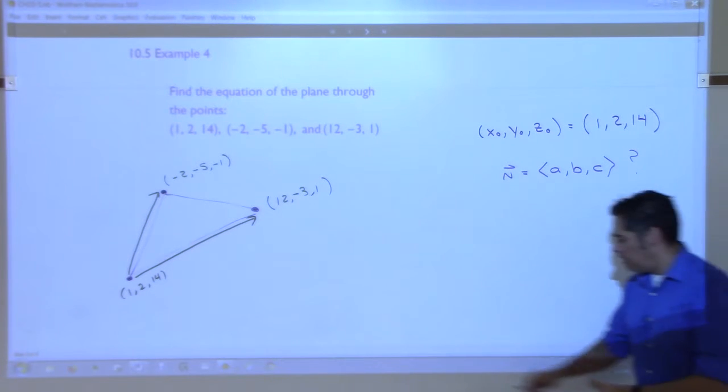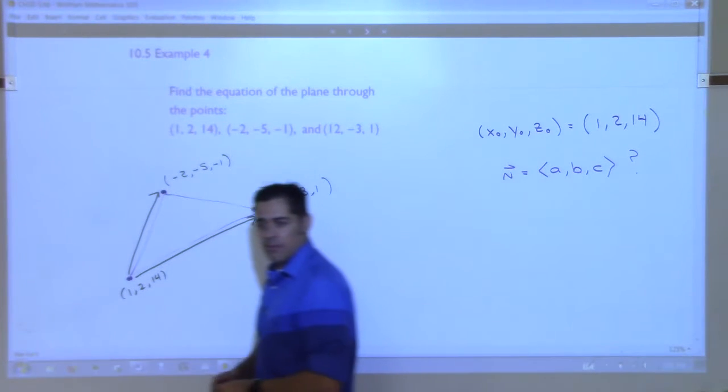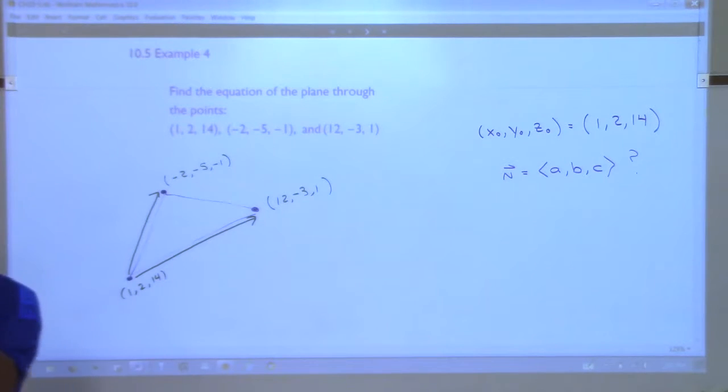Why are we creating two vectors on that plane? What are we going to do with them? You want to find that normal vector, the one that's sticking out perpendicular to these, right? So after you find these vectors, you're just going to cross them, right? Okay, so let's get these vectors.